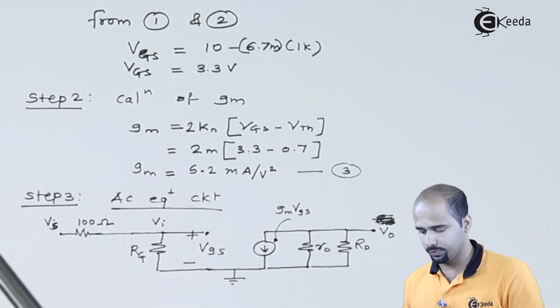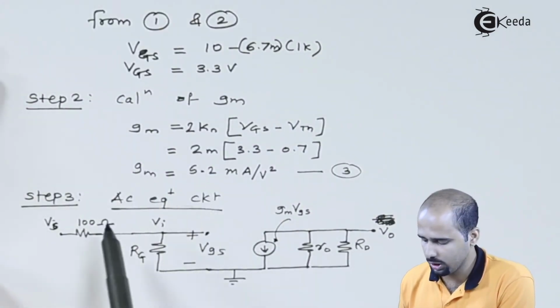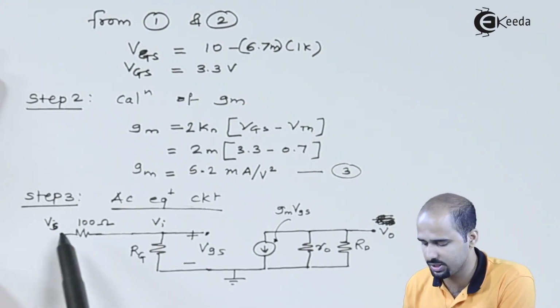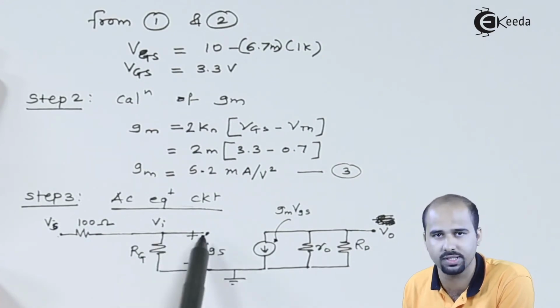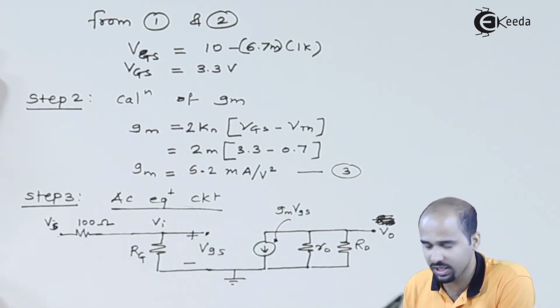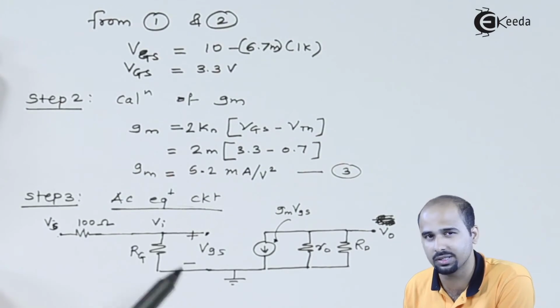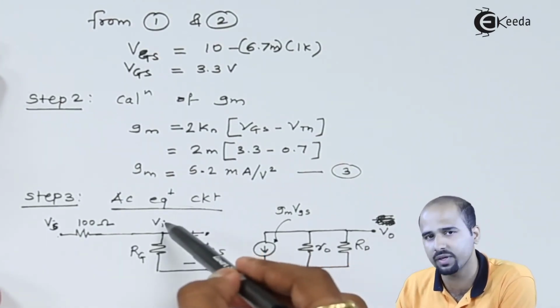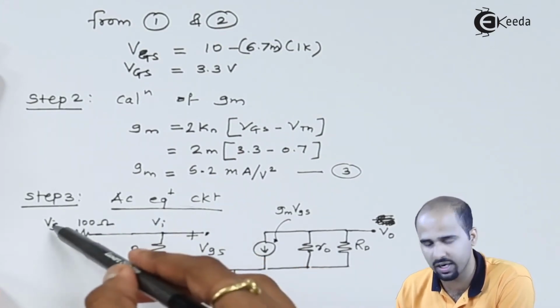And then we want to form the AC equivalent model. Here the only change is that the 100 ohm is placed in series with Vs and Vgs. So what change do we have to make? We just split the value of AV equal to VO divided by VI into VI divided by Vs.